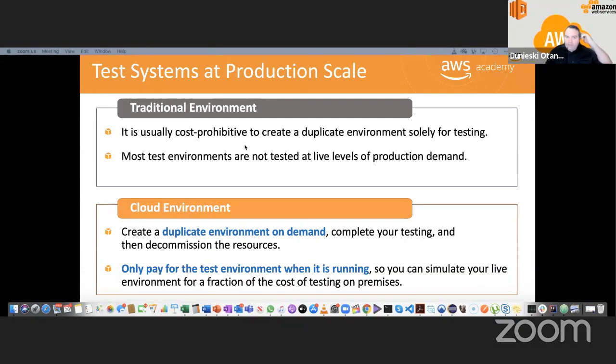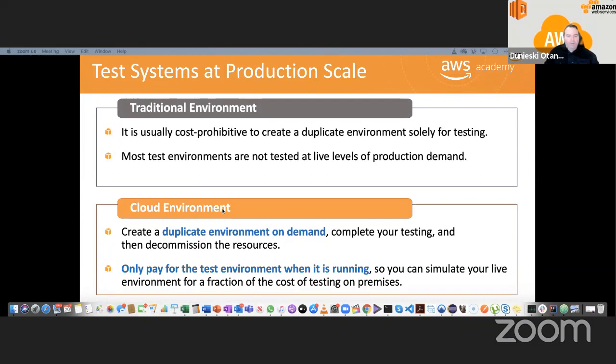Test systems at production scale. It is usually cost prohibitive to create a duplicate environment solely for testing. It doesn't make sense, right? I mean, in a traditional environment, it doesn't make sense. And most test environments are not tested at live levels of production demand. Of course, they're done in development. Okay.